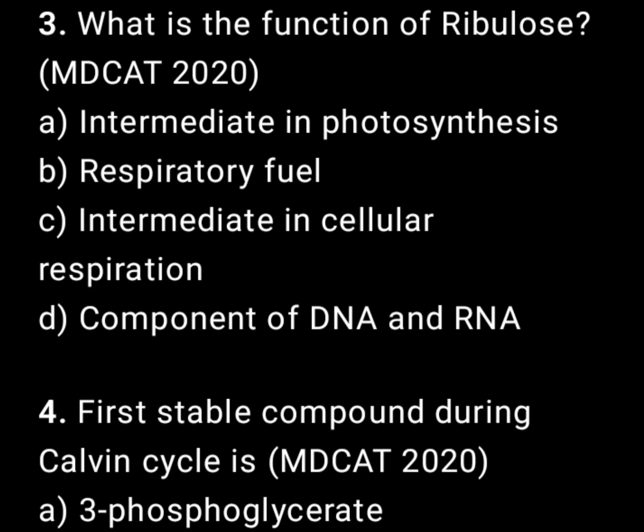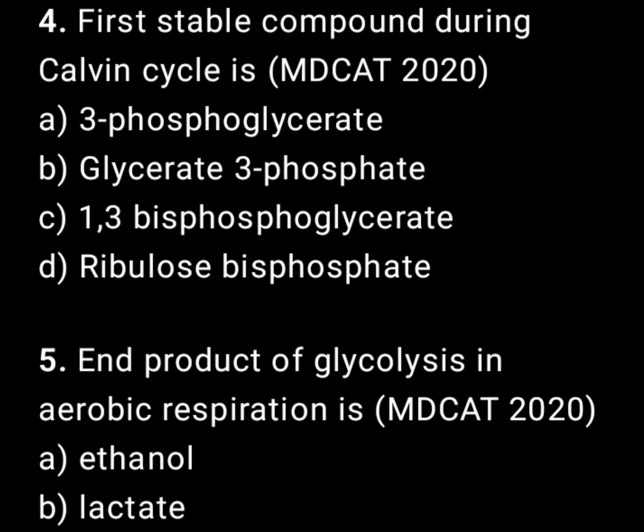3. What is the function of ribulose? MDCAT 2020. A. Intermediate in photosynthesis. B. Respiratory fuel. C. Intermediate in cellular respiration. D. Component of DNA and RNA. 4. First stable compound during Calvin cycle is MDCAT 2020. A. 3-phosphoglycerate. B. Glycerate 3-phosphate. C. 1,3-bisphosphoglycerate. D. Ribulose bisphosphate.